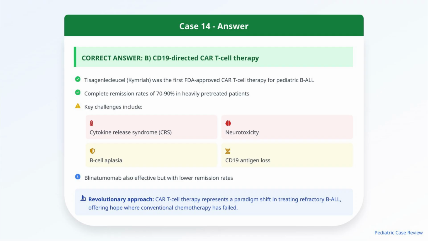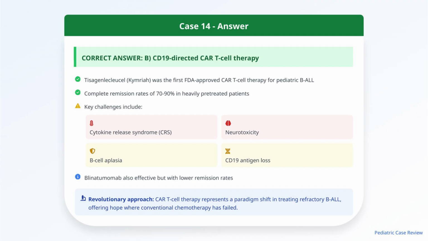CD19-directed CAR T-cell therapy has shown the most promising results in relapsed or refractory pediatric B-cell acute lymphoblastic leukemia. Tisagenlecleucel, marketed as Kymriah, was the first FDA-approved chimeric antigen receptor T-cell therapy for pediatric B-ALL in 2017. This groundbreaking treatment has demonstrated complete remission rates of 70 to 90% in heavily pretreated patients who had failed multiple prior therapy lines. The therapy involves engineering the patient's own T cells to express a receptor targeting CD19, which is present on most B-ALL cells.